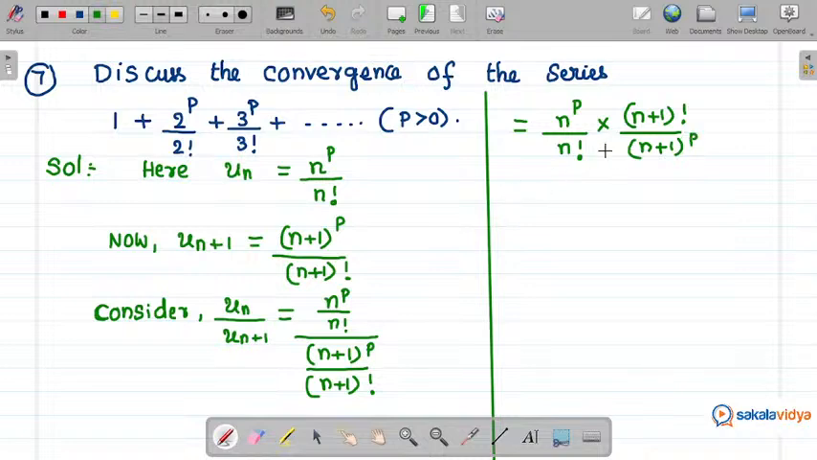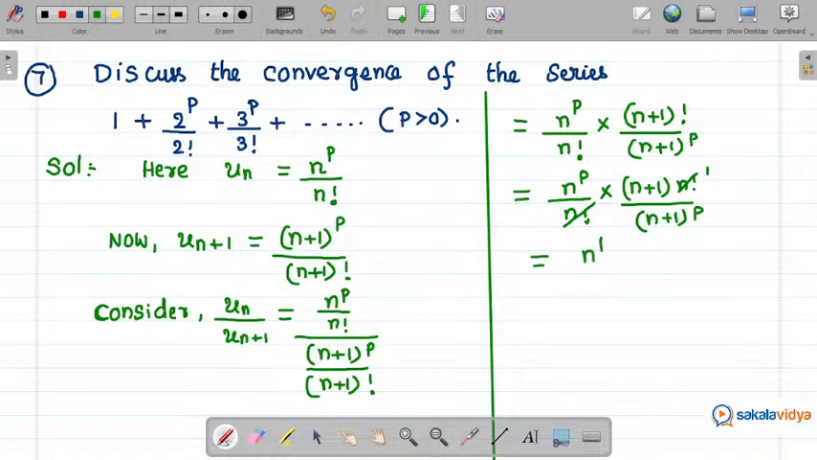We have a very beautiful property in factorial: n plus 1 factorial can be written as n plus 1 into n factorial. So n to the power of p by n factorial into n plus 1 factorial means n plus 1 into n factorial by n plus 1 whole to the power of p. Clear? Now n factorial got cancelled. We have n to the power of p into n plus 1.